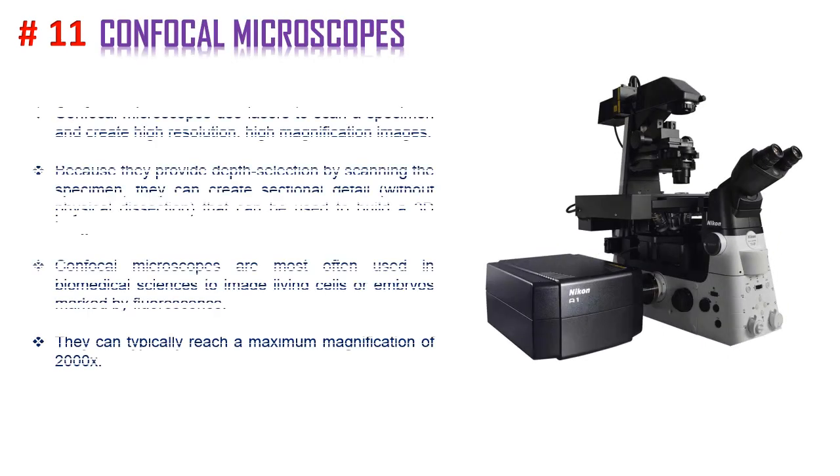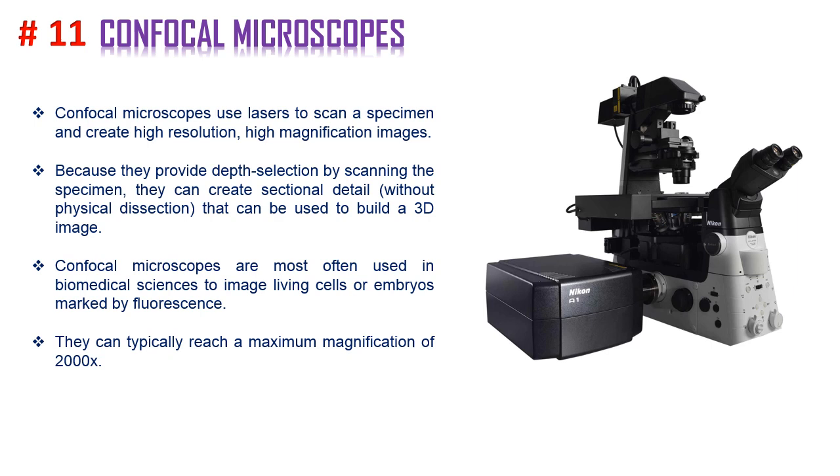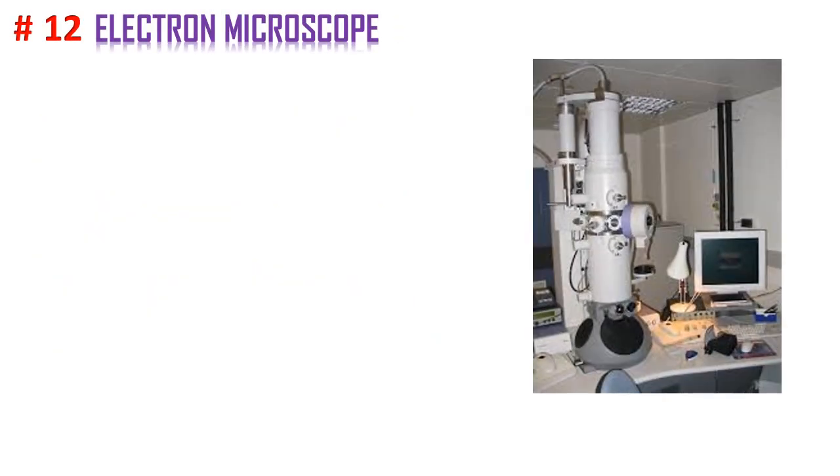And number 11 is confocal microscopes. Confocal microscopes use lasers to scan a specimen and create high resolution, high magnification images. Because they provide depth selection by scanning the specimen, they can create sectional details without physical dissection that can be used to build a 3D image. Confocal microscopes are most often used in biomedical science to image living cells or embryos marked by fluorescence. They can typically reach a maximum magnification of 2000x.